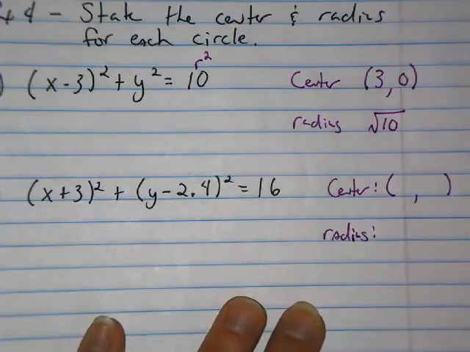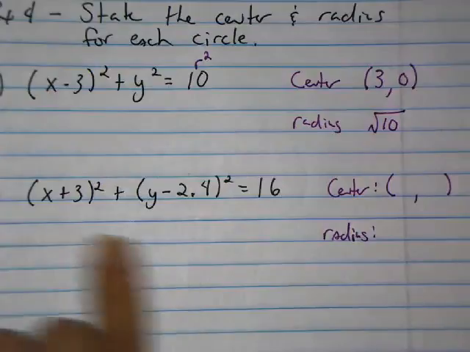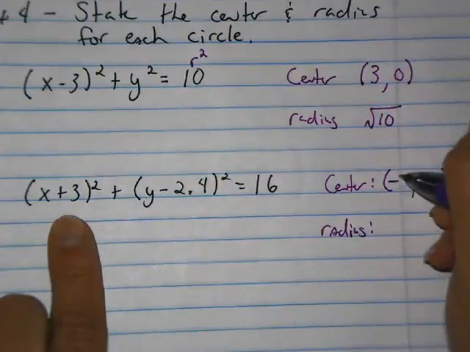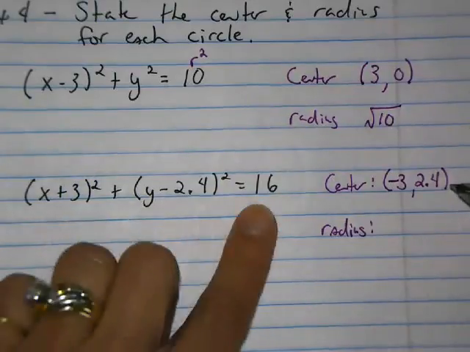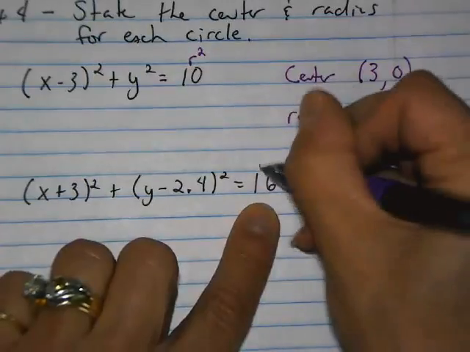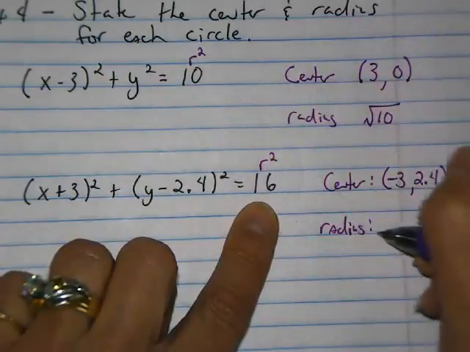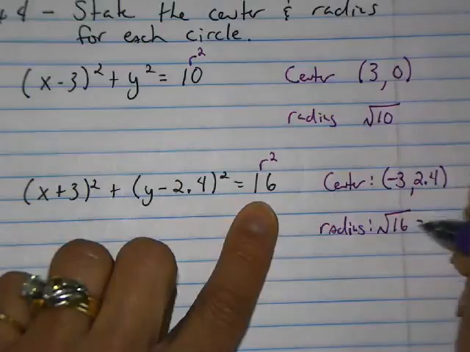So I'm hoping that for the center you gave negative 3, 2, 4. Make sure your signs are right. And for the radius, remember this is r squared, so to get r you would take the square root of 16, which is 4. Okay?